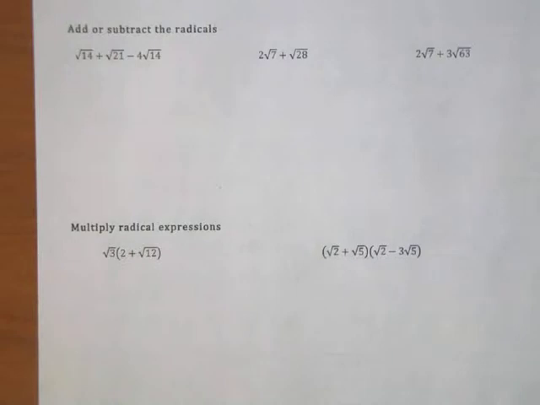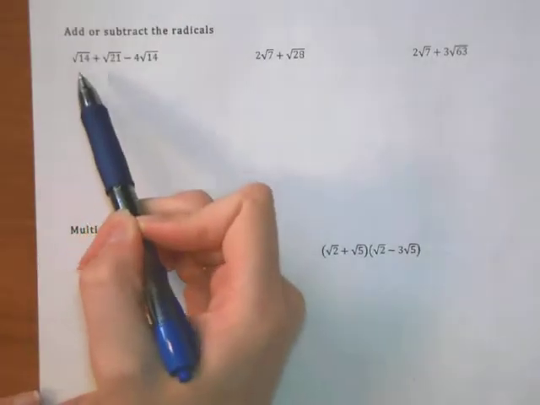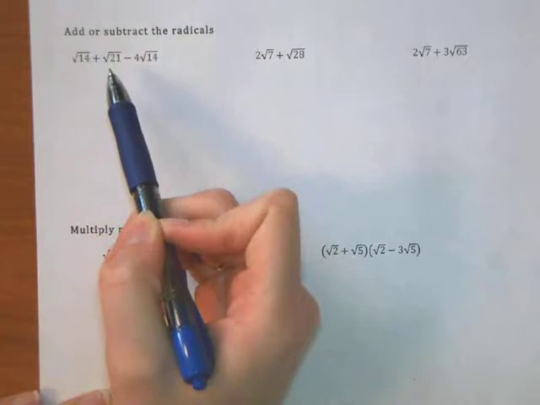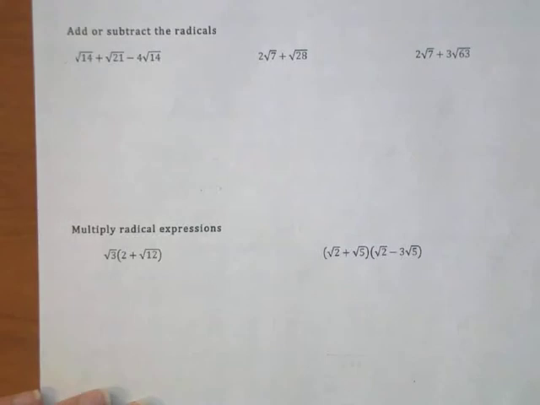Alright, so adding and subtracting radicals. Think of the square root of something as some sort of variable to a power. So I have 1 square root of 14 plus 1 square root of 21 minus 4 roots of 14. Which ones are the same?